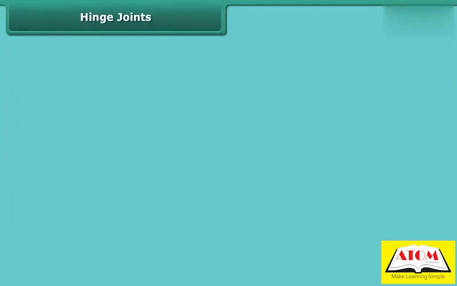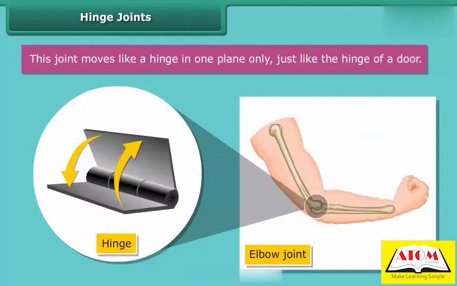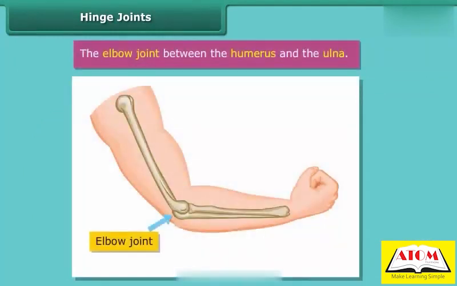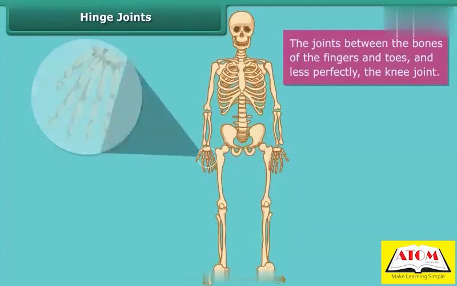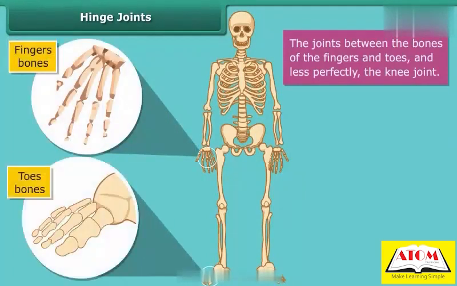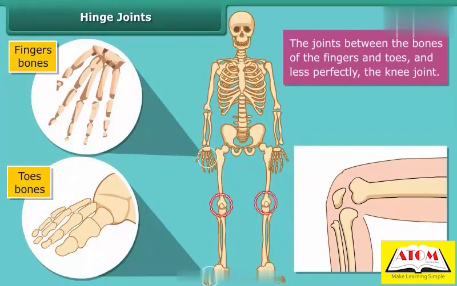Hinge joints. This joint moves like a hinge, in one plane only, just like the hinge of a door. The elbow joint between the humerus and the ulna, the joints between the bones of the fingers and toes, and less perfectly, the knee joint are hinge joints. Hinge joints usually give sufficient power because there is less danger of twisting at the joint.